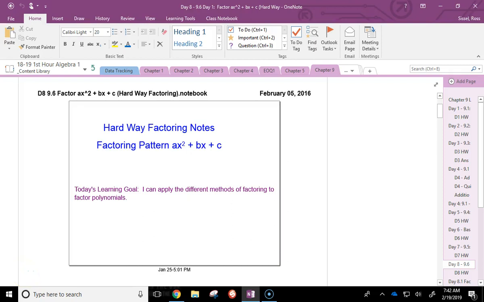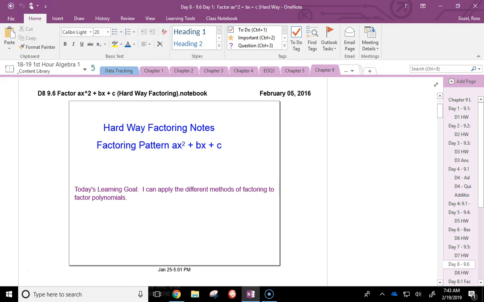Alright, today we are on lesson 9.6, hard way factoring notes. Today it says hard way factoring, but it's just a little bit different. It's really just one extra step we're doing, and it's not too difficult. If we pay attention, you guys will catch this very quick, I promise. I know the first one will probably be confused looks, but we'll do a number of them together.